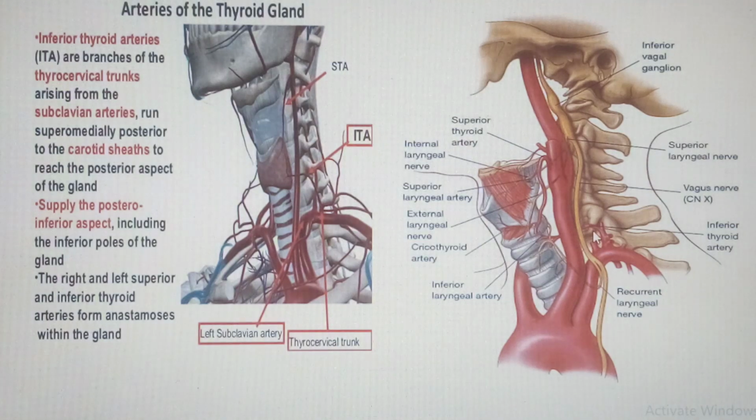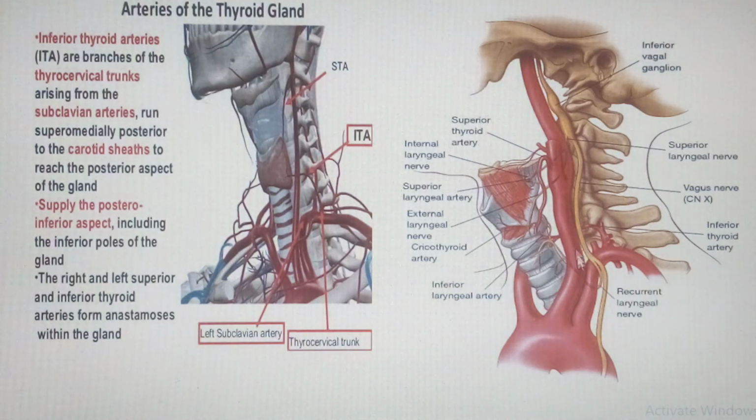But one thing that we have to know regarding the inferior thyroid artery is that it will ascend at the level of the cricoid cartilage. Okay, there's the cricoid cartilage. It begins to ascend a bit, just ascending a small distance, then it courses medially.